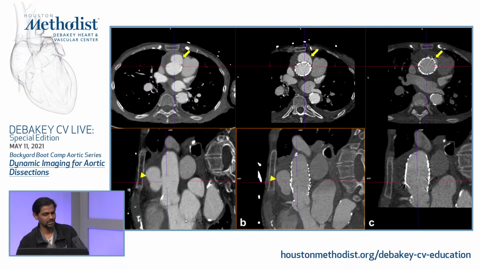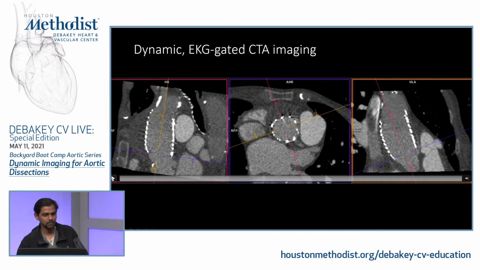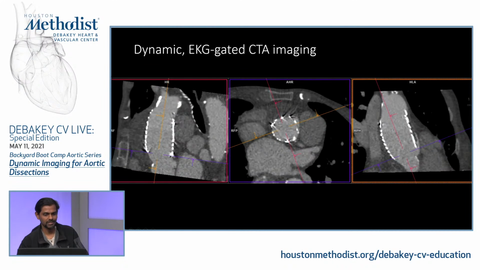In conventional CTA, you can see the mitral valve leaflets are not really well resolved because there is no gating involved here. This is gated imaging, but not time resolved. This is time resolved imaging where you could see the endoleak, and I'll show further images. So conventional CT, gated CTA, and time resolved images, and I hope this movie will answer or convince people.